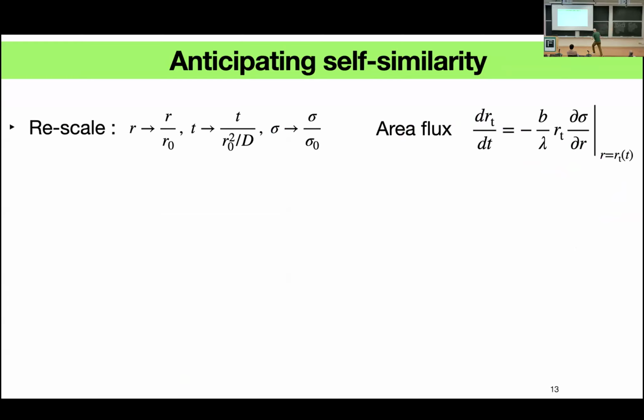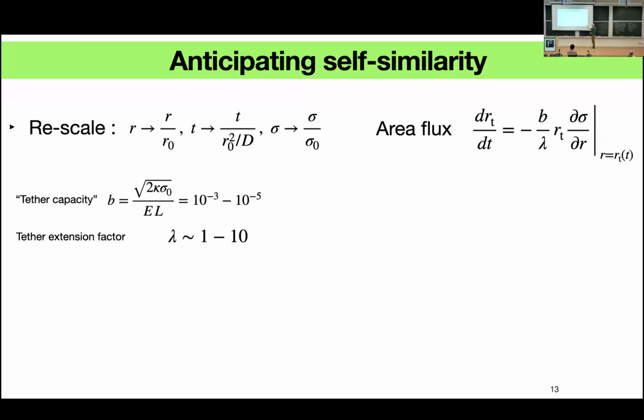So to clarify things, we'll just rescale variables in the following way. The important thing is that R0 is the initial tether radius before we extend. The characteristic time is just the diffusive time associated with that length. Then our boundary conditions, remember there's a flux boundary condition, it gets transformed in the following way. And so we have 2 important dimensionless parameters. One's obvious, just the extension factor, which can be big-ish.